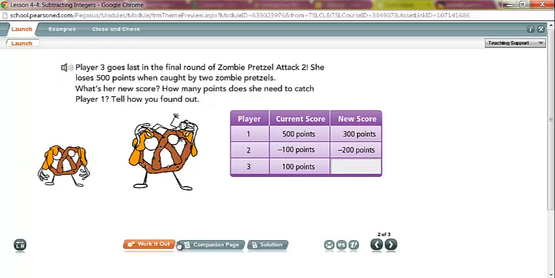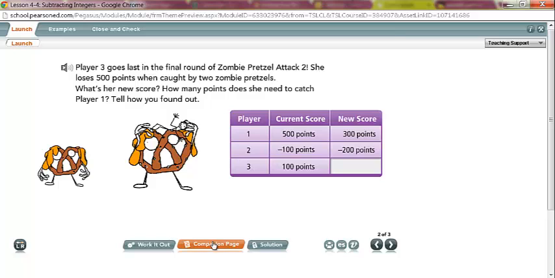Player 3 goes last in the final round of Zombie Pretzel Attack 2. She loses 500 points when caught by 2 zombie pretzels. What's her new score? How many points does she need to catch Player 1? Tell how you found out.